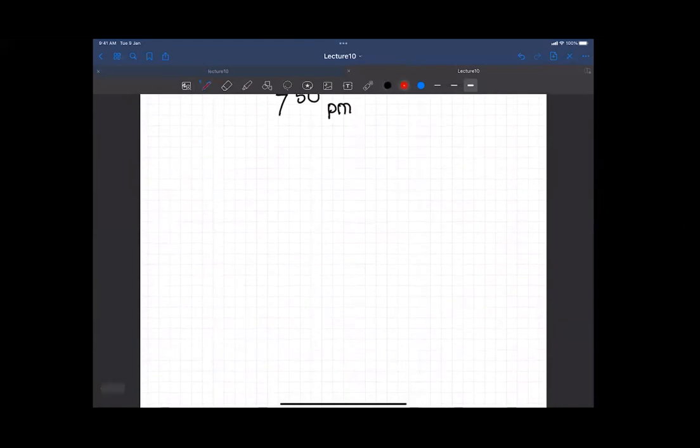So let's talk about something very simple. Whatever value you have here, this square, it will be something like this. If you have a value here, then the square will be there. If you have a value here, the square will be there.